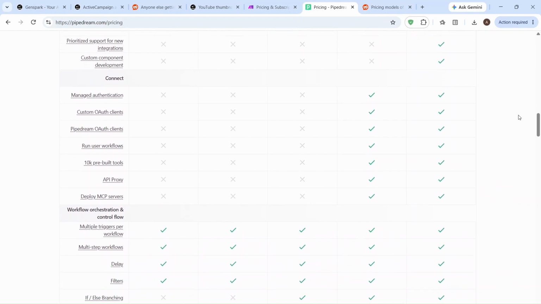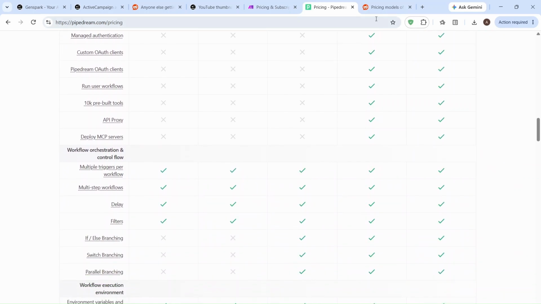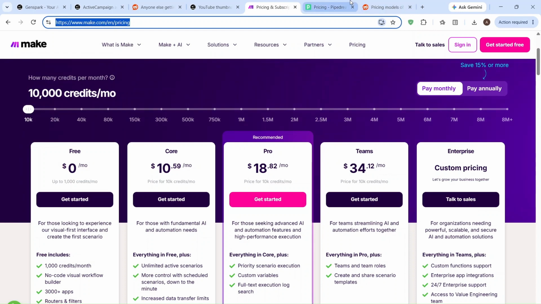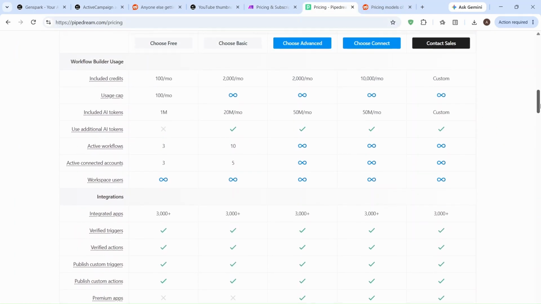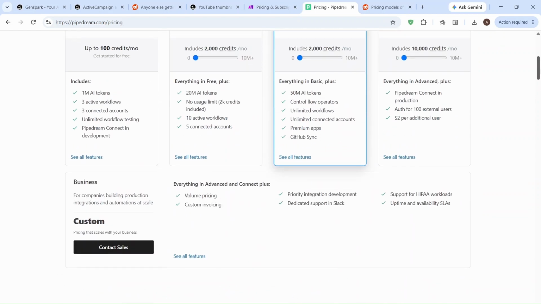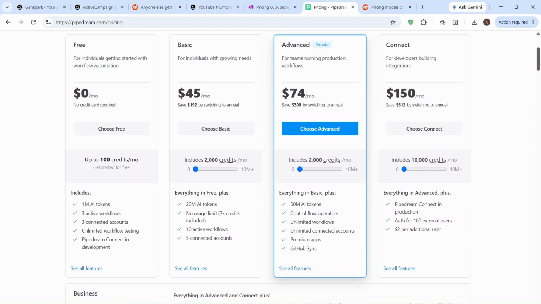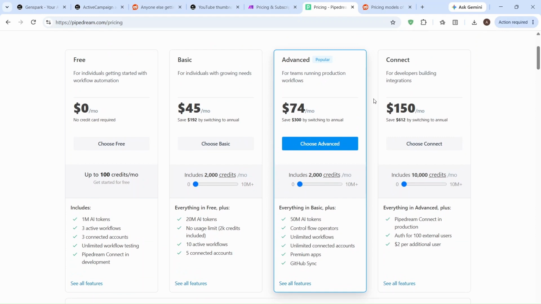Two tools get compared all the time, Pipedream and Make. Both handle webhooks perfectly. Both are genuinely great. But one can quietly charge you 10 times more than the other for the exact same job. And the twist? The one that looks cheaper on the pricing page is often the one that drains your wallet. Stick with me because by the end you'll know exactly which one fits you and never overpay again.